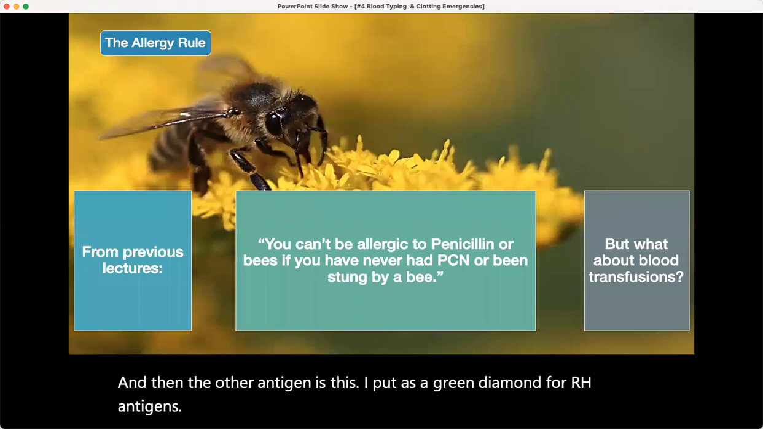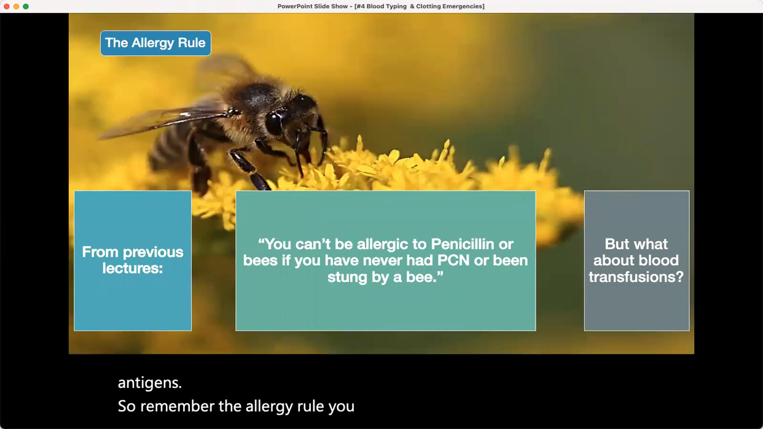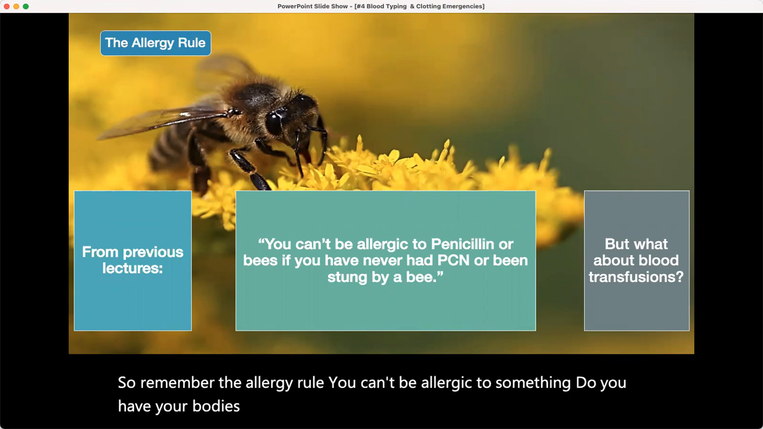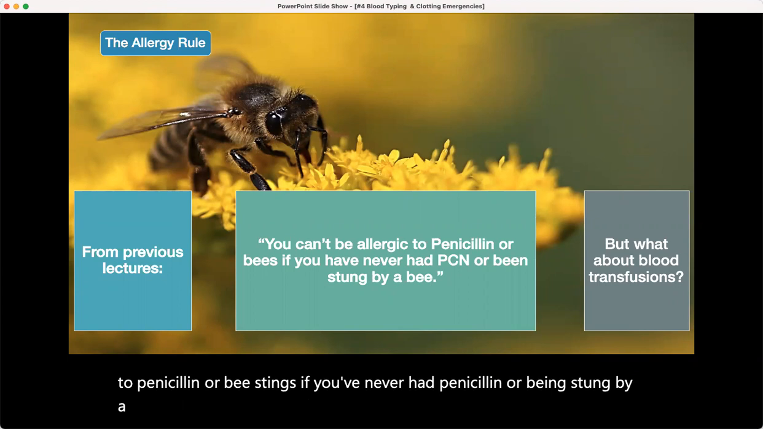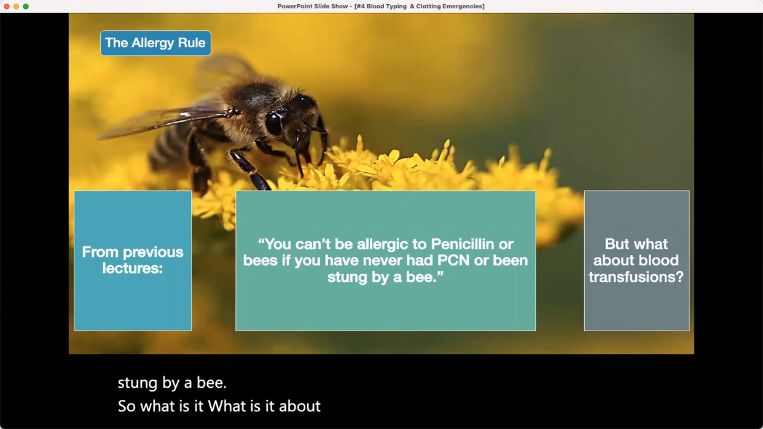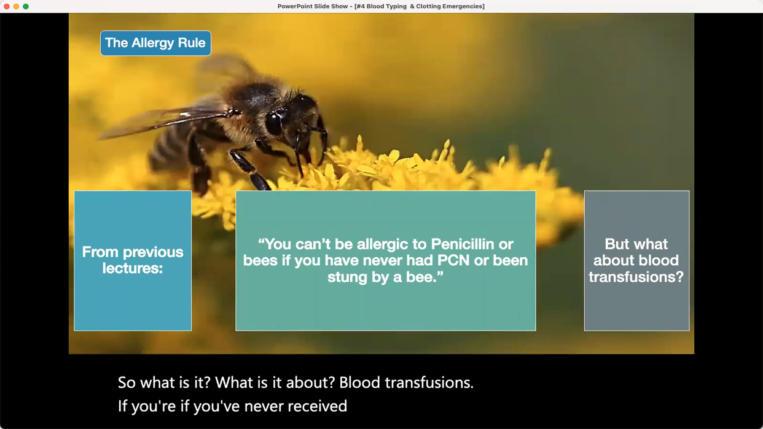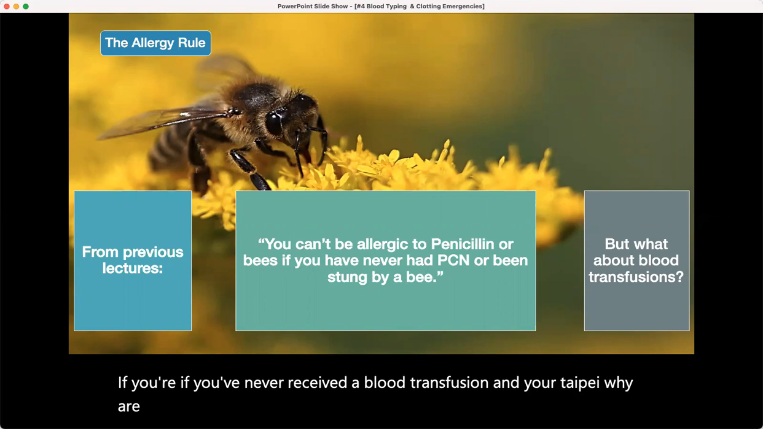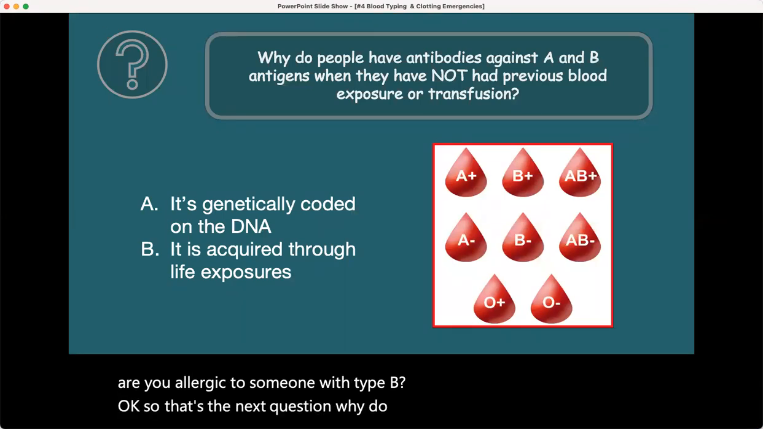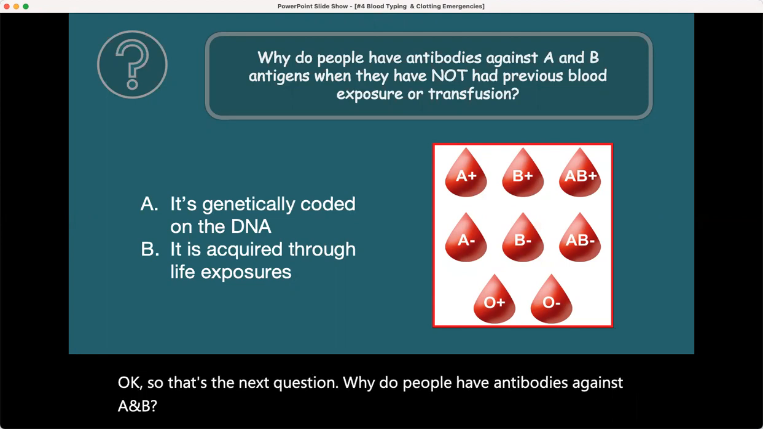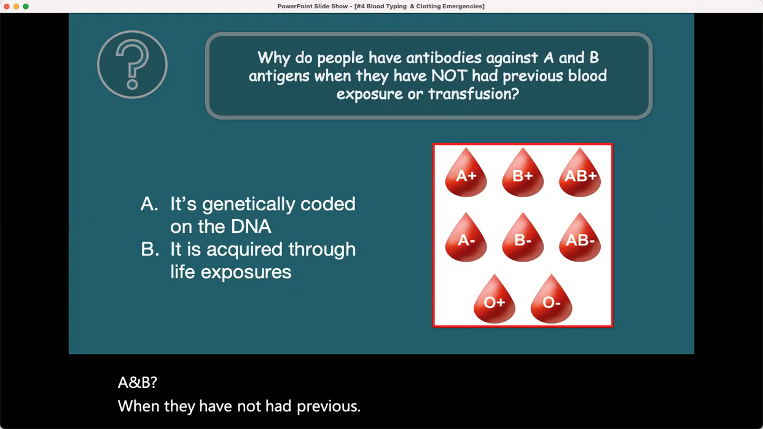So remember the allergy rule. You can't be allergic to something your body's never seen before. For instance, you can't be allergic to penicillin or bee stings if you've never had penicillin or been stung by a bee. So what is it about blood transfusions? If you've never received a blood transfusion and you're a type A, why are you allergic to someone with type B? Okay, so that's the next question. Why do people have antibodies against A and B when they have not had previous blood exposure or transfusion?